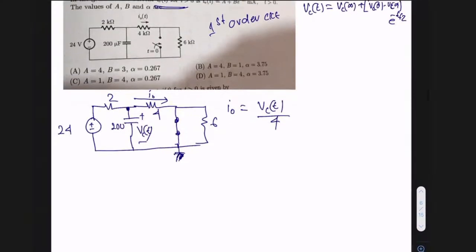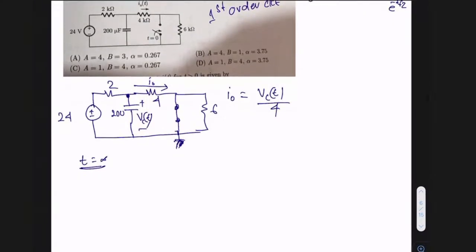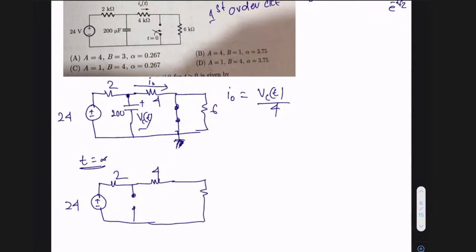To have this VC infinite, you have to draw the circuit at t equals infinite. At t equals infinite, is the switch closed or open? Definitely the switch is closed only. So if I'm drawing the circuit, this voltage is 24. This resistance is 2 kilo ohms. This capacitor is an open circuit. This is your 4 kilo ohms, and this is your 6 kilo ohms. So this is 24, this is 2, this is 4, this is 6. And the switch is closed only, right?